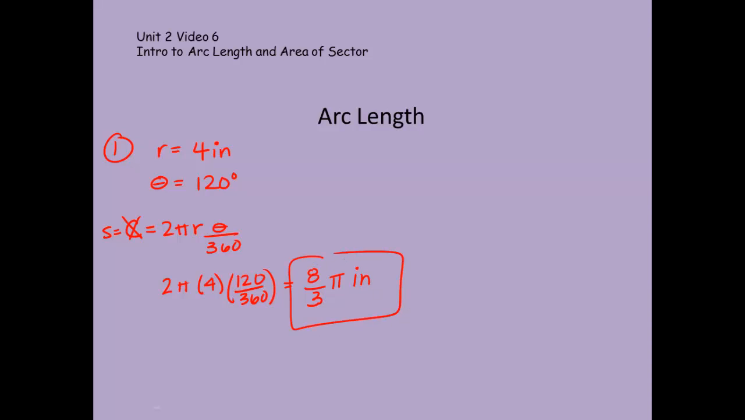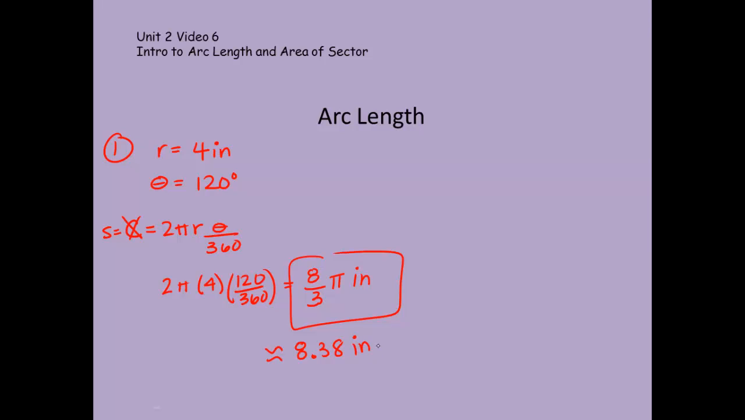if I want an approximated value, I would take the 8/3 and I would actually multiply it by the pi button on my calculator. I don't want to use 3.14 because that's an additional approximation, which would kind of be like rounding twice. So my approximated arc length would be 8.38 inches.